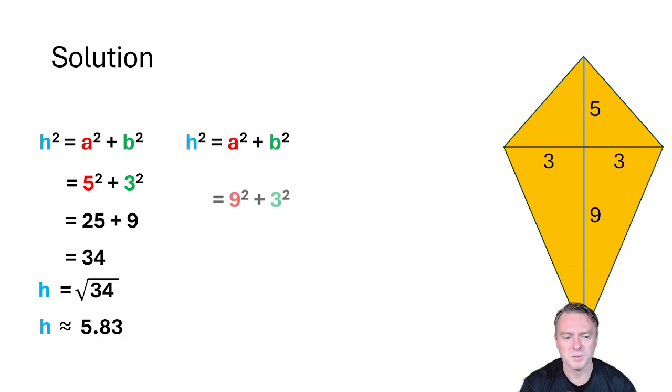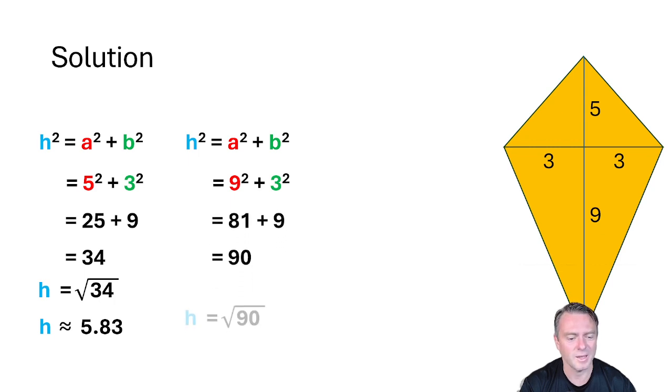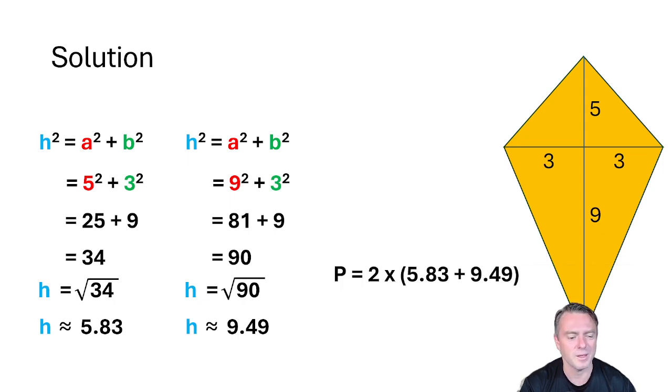Then we're going to do the other one. h squared is equal to a squared plus b squared, so 9 squared plus 3 squared. We've got 81 plus 9, which equals 90. Therefore h is equal to the square root of 90, approximately 9.49. The perimeter is where we add two lots of that together. You could go 5.83 plus 5.83 plus 9.49 plus 9.49, but a smarter way is to add those two sides together and then double it. So I've done 2 times, in brackets, 5.83 plus 9.49. That equals approximately 30.64 centimeters. Notice that I use centimeters. It's very important that you do the same.